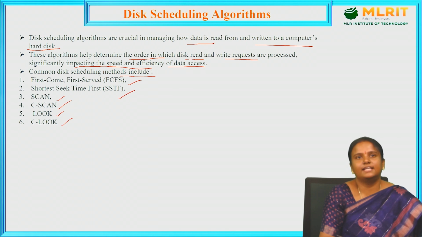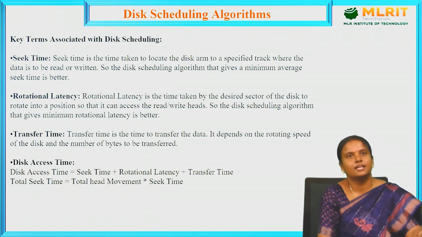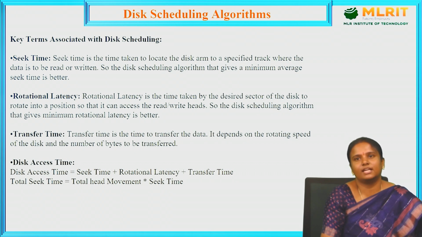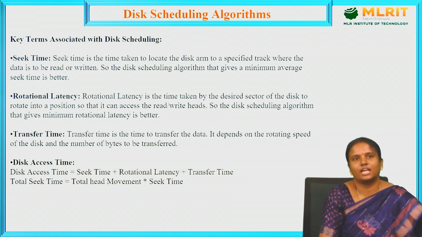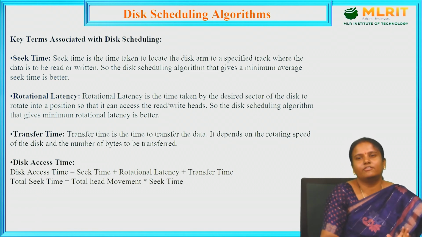Let us start with the key terms of disk scheduling algorithms, how we are going to calculate the seek time, and what we mean by latency and rotational latency. There are different key terms associated with disk scheduling algorithms: first is seek time, second is rotational latency, third is transfer time, and fourth is disk access time. You need to calculate the seek time, the rotational latency, the transfer time, and the disk access time.